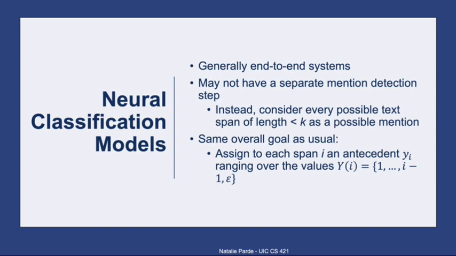Neural coreference resolution models work a little bit differently from the other models we've seen so far. They're generally end-to-end systems, so you feed in raw text as input and directly end up with scored pairs of anaphors and their antecedents as output, rather than having separate steps for mention detection and mention clustering.